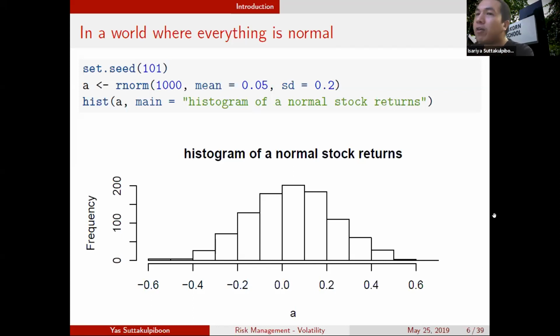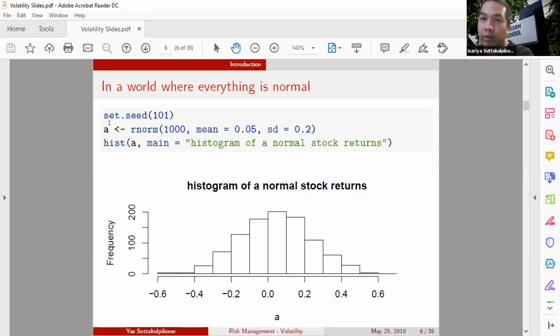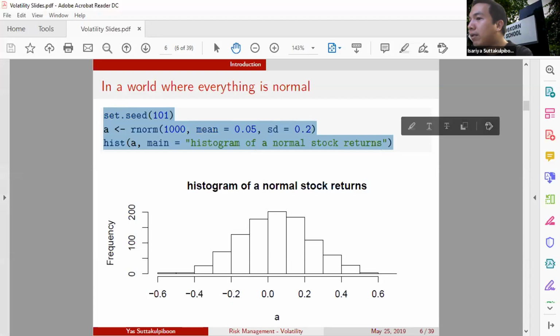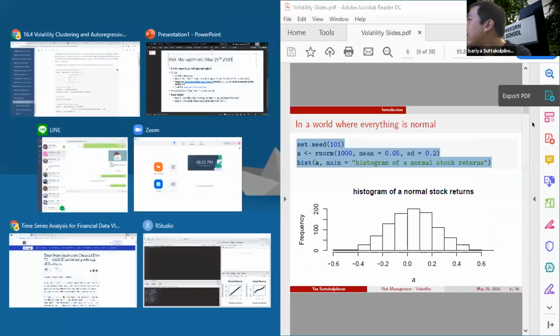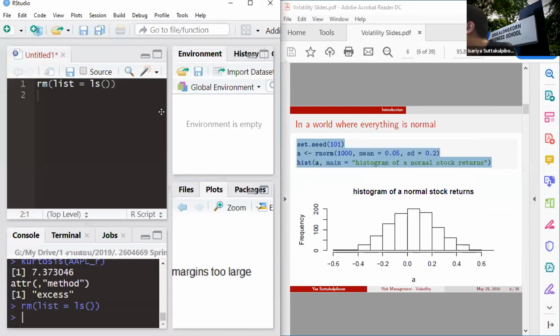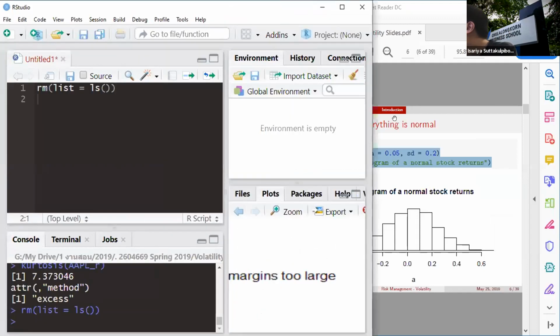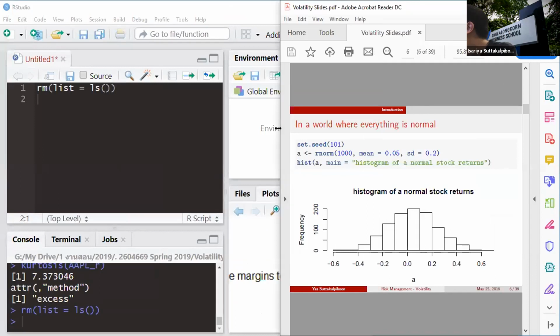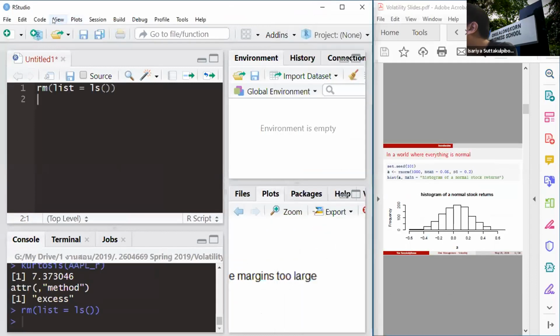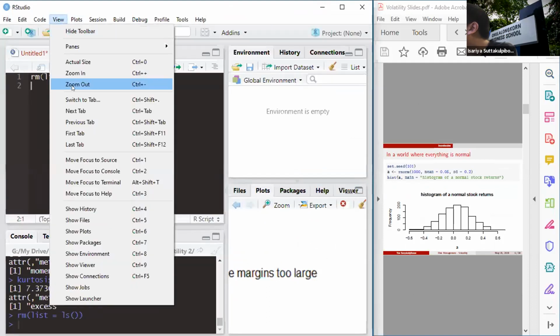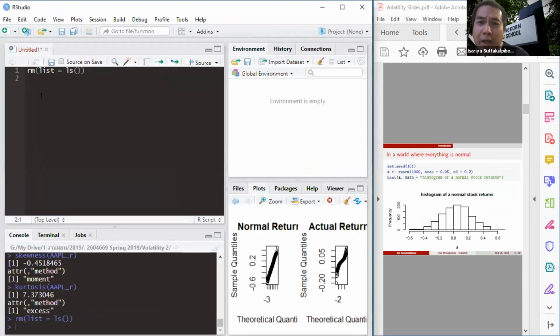So what I want to show you is that this is basically the normal world. I'm going to copy this code and paste it in my R. Let me actually do this, it might be better in RStudio. It's kind of small, but I'll try. Let me zoom the view a little. Okay, I hope this is okay.